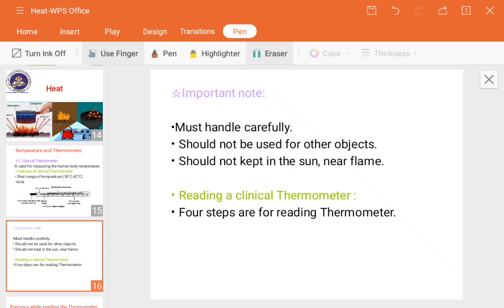Next, in the fourth step, in order to read the temperature, hold the thermometer horizontally. What you have to do is hold it horizontally, meaning level, not straight up. Next, in your hand, rotate it slowly. You just spin it or rotate it, and when we see the magnified image of the mercury thread in the tube, then the position will come.